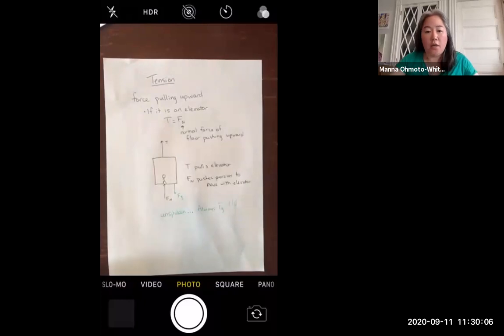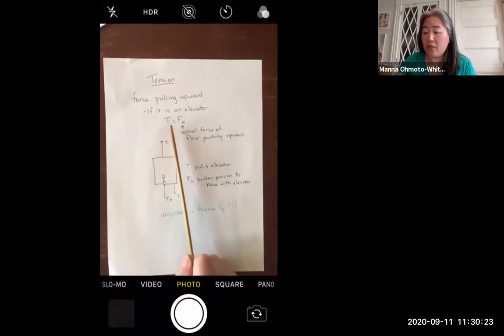Tension. So tension is just simply talking about something that's moving in the y direction. So if a force is pulling upward, it's tension. It can be a rope, it can be somebody actually pulling on it, we still call it tension. And if it's an elevator, tension is equal to the force normal. That's the normal force pushing upward, right?